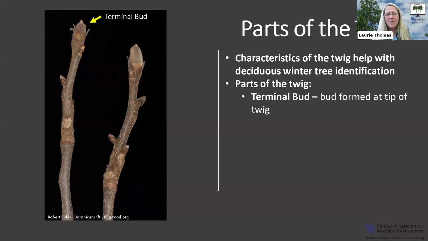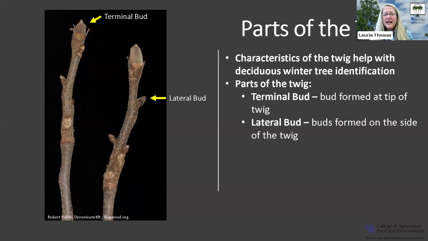Looking at some of the parts of the twig, we have our terminal bud at the very top of our branch. Like it says, it's the bud formed at the tip of the twig. That's your terminal bud, and it's responsible for shoot elongation once spring warms up and that bud pops and starts to grow again. And then we've got our lateral buds, and these are the buds that are formed on the sides of the twigs.